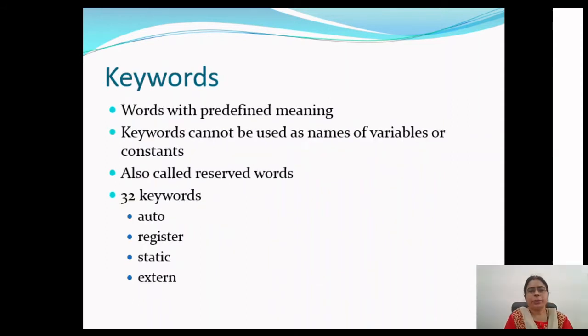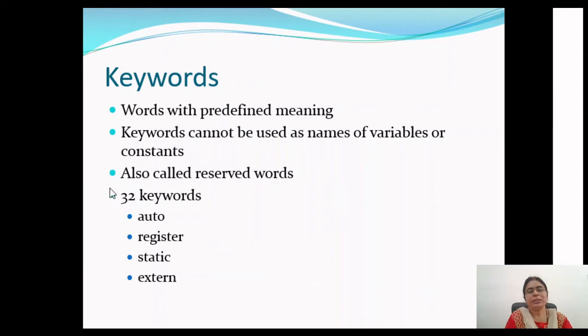Now the next important token that we have is keywords. Keywords are basically identifiers with a predefined and very specific meaning. So keywords cannot be used as names of variables or constants because they already have a predefined meaning. So you cannot have keywords as names of variables or constants. These keywords are also called reserved words.